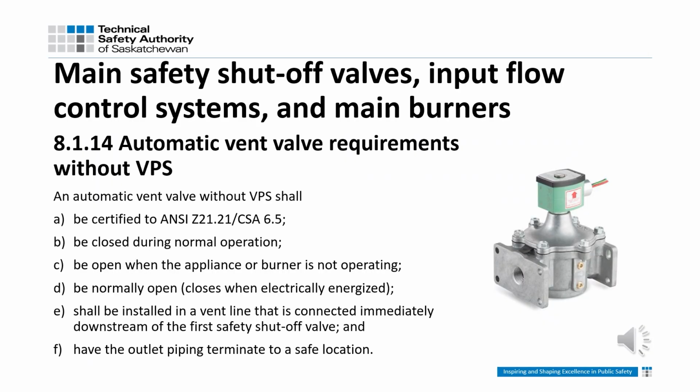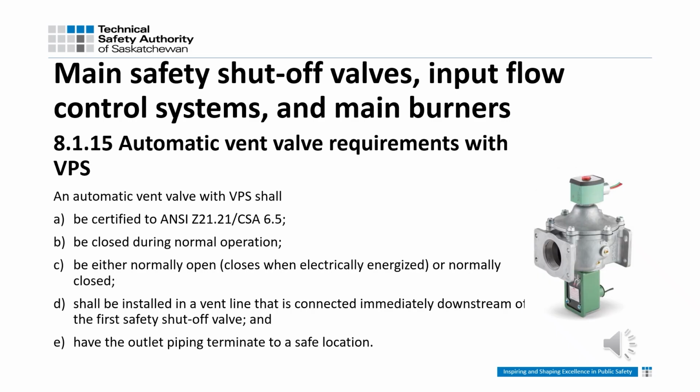8.1.1.4. There have been deletions from this clause and it has been rewritten to be more concise. Automatic vent valves without VPS or valve proving systems shall be A, certified to CSA 6.5, B, closed during normal operation, C, open when the burner is not operating, D, normally open, E, shall be installed on a vent line downstream of the first safety shutoff valve, and F, have an outlet terminate to a safe location.